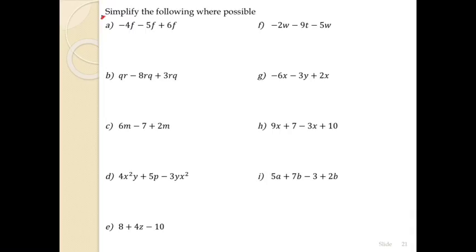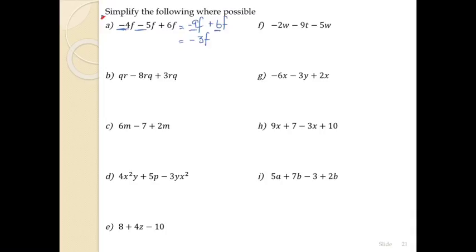So for the first one, for A, I'm going to look at, we've got negative 4f minus 5f. Now that's going to give us negative 9f plus 6f. Okay, so this negative 9 was from having minus 4, take away 5. Now, if we've got negative 9f plus 6f, that gives us negative 3f. So you can see that I've used the negative 9 and the 6 from here.